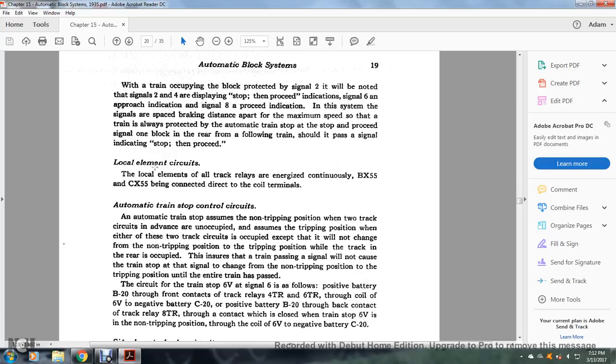Local element circuit. The local elements of all the track relays are energized with the continuous BX55 and CX55, connected directly to the coil terminals.